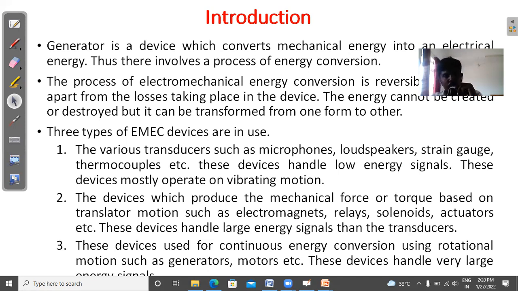There are many electromechanical energy conversion devices. What devices are used for the conversion process? One group is the microphone, loudspeaker, strain gauge and thermocouples, which are used only for low energy signals. Another group is continuous energy conversion, which involves motion. There are two types of motion: linear motion, for example a hydraulic machine, and rotational motion, for example a generator and motor.